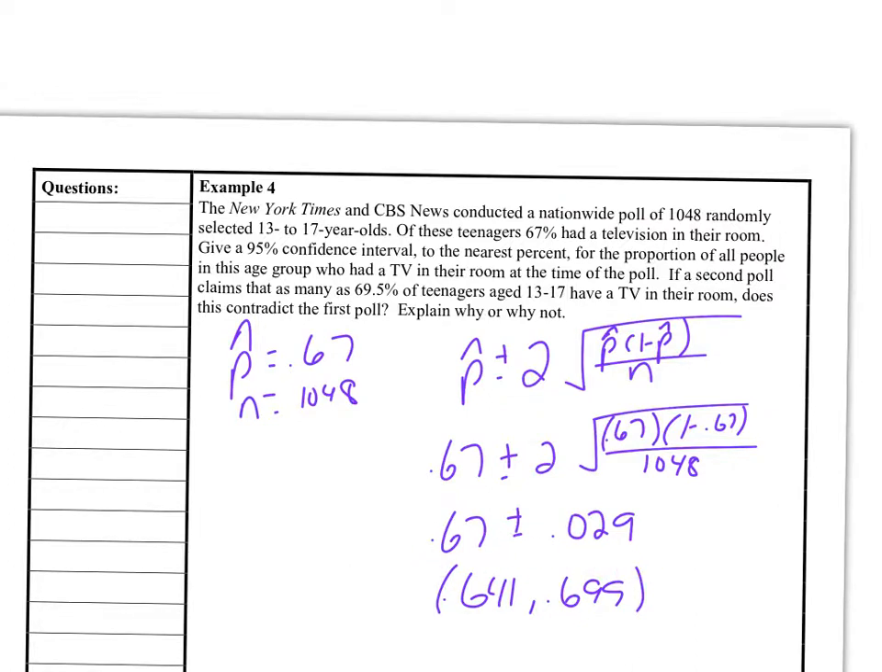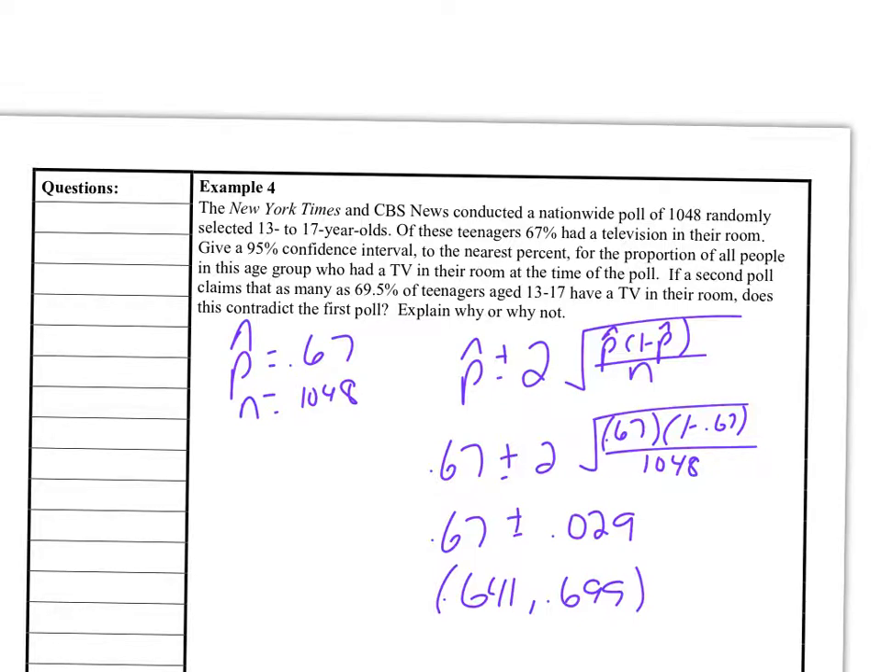So now they do a second poll. And in the second poll, they claim as many as 69.5% of teenagers, age 13 to 17 of course, have a TV in their room. Does this contradict the first poll? So 69.5, is that within the bounds that would occur due to random variability? And the answer is yeah. It is inside this confidence interval, therefore it is inside the bounds that would occur due to random variability. It's still possible that it is 69.5. They do not contradict each other.